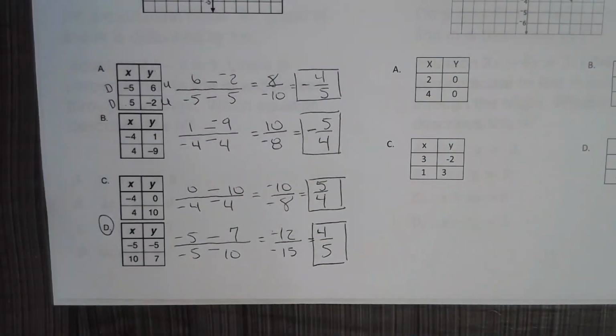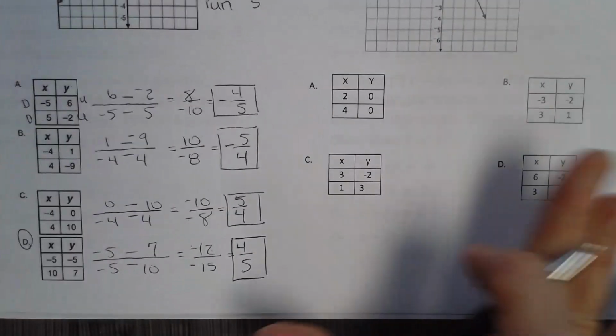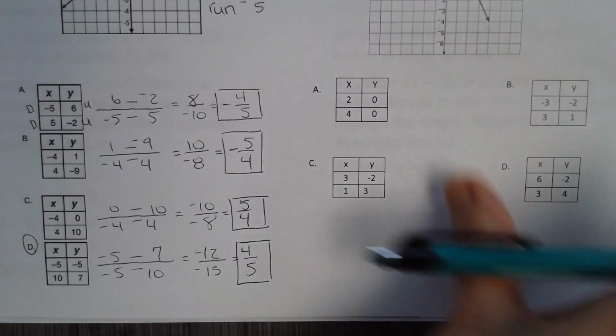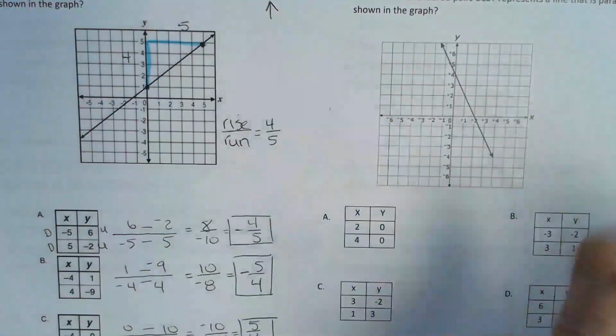So now you need to do the same on the right hand side. We need to find the slope, show our work of all of these, and match it to the graph because of the word parallel.